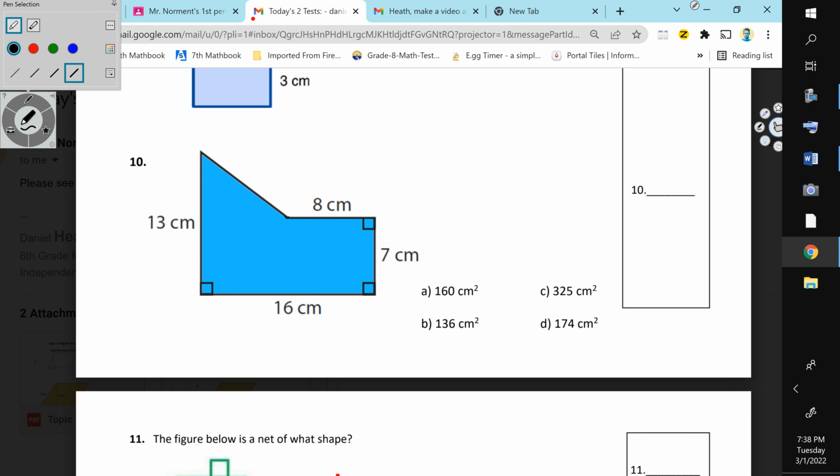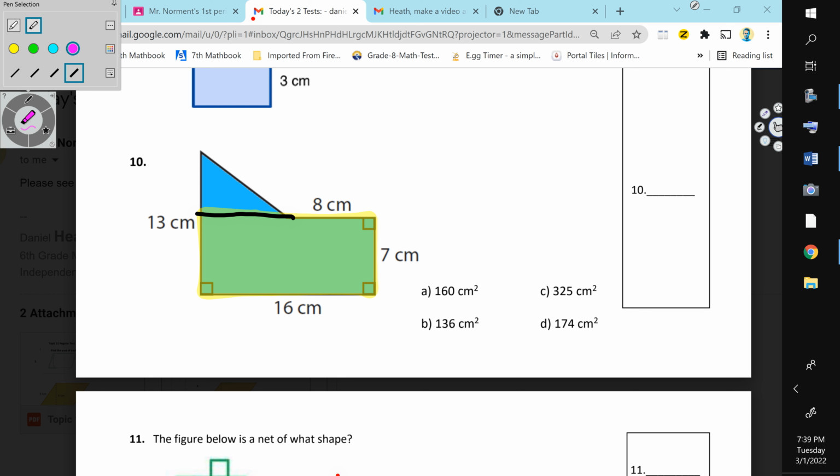Number 10. A little bit similar, kind of difficult as well. So what I would suggest is just making this a triangle and a rectangle. That area of this rectangle, I'm not going to help you with. This should be pretty basic. You should know the height, and you should know the width, the length of that rectangle, okay? You should know which two numbers to multiply to get the area of that.